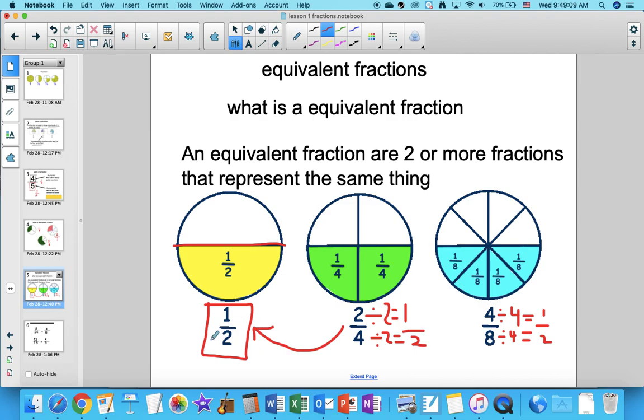Right? Can I simplify 1 over 2? Not really. Right? I can only divide 1 by 1. And I can only divide 2 by 1 and 2. And I can't divide 1 by 2 without getting decimals. So this is as small as I can get.